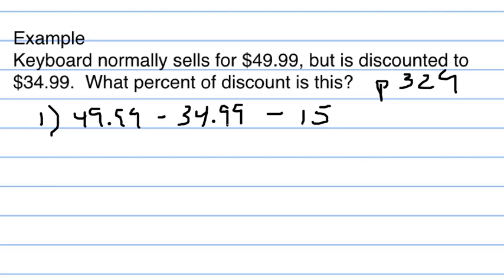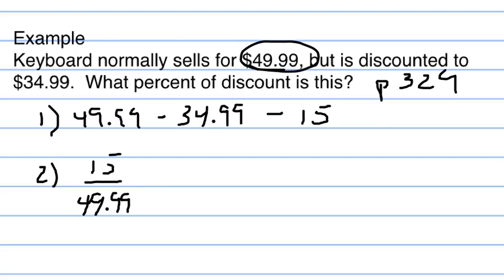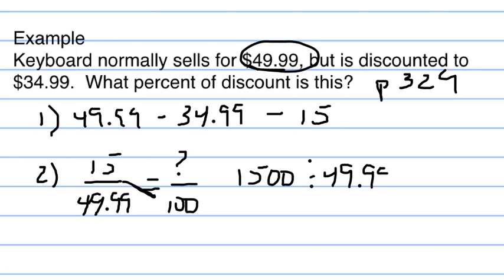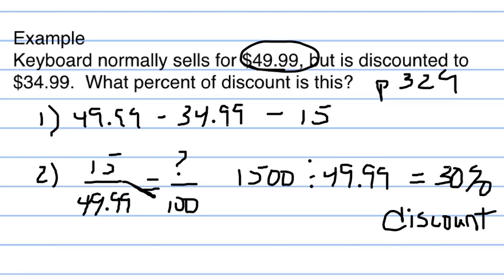We're going to take this $15 and we're going to put it in our proportion. And our original amount was $49.99, so we're going to take 15 divided by $49.99 equals our unknown over 100. Well, when I do my cross products, I end up getting 1,500. I'm going to divide that by $49.99, and I get an approximate discount of 30%. Okay, doing the same thing, but this time it's a discount instead of a markup.